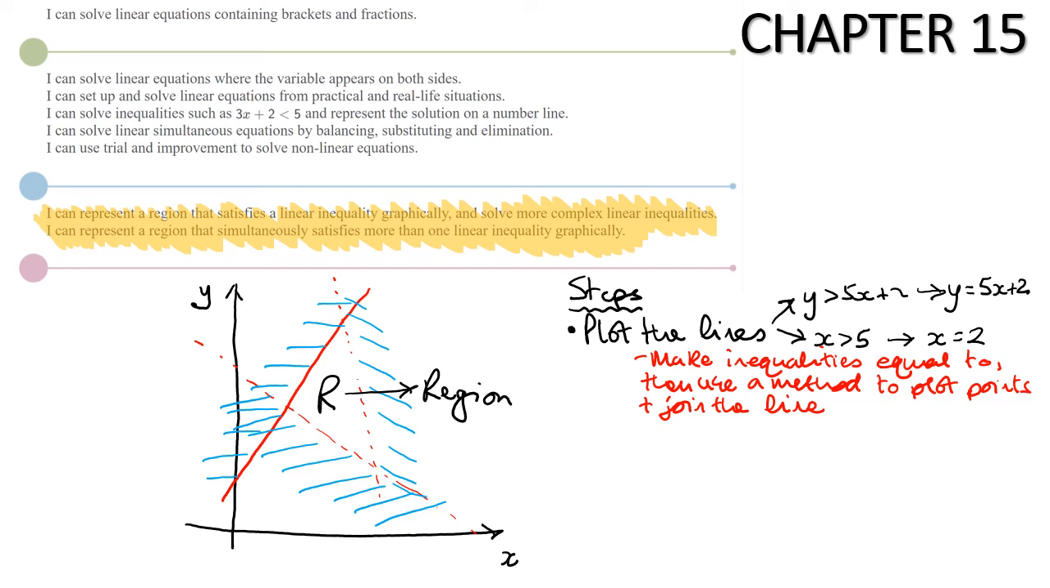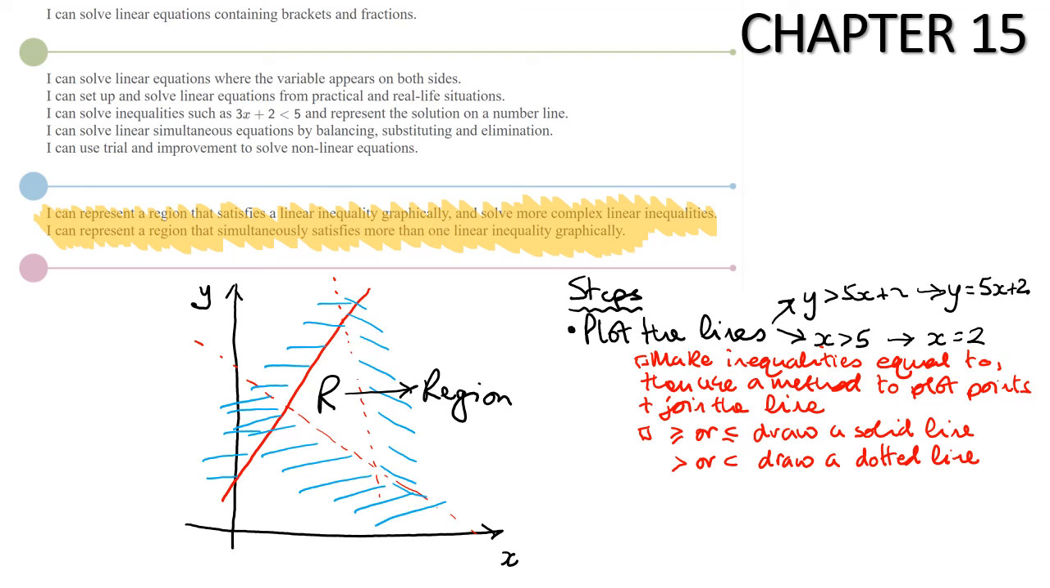Okay, now we just need to make a note that if you have this symbol or this symbol, when you plot the line, draw a solid line. But if you have this symbol or this symbol, you draw a dotted line. Okay, so we're going to have all these different lines plotted.